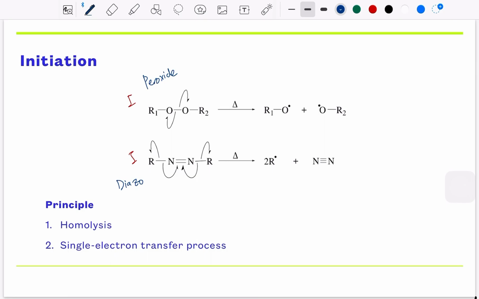This is also the same. Break here, and this double bond becomes triple, and this R becomes the radical. The principle is to break down the bond by homolysis, and there will be single electron transfer. Just these two, okay, the process.